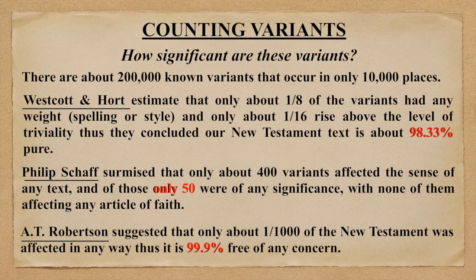Robinson suggested that only about 1,000th of the New Testament was affected in any way, thus it is 99.9% free of any concern. While we readily admit to the problem of the variants in the New Testament texts or copies, at the same time, we readily defend the integrity and purity of the text, recognizing that it is extremely well intact for such an ancient document. In addition, with further textual criticism studies being undertaken, we are very confident that we will increasingly approximate the actual text of the original autographs.